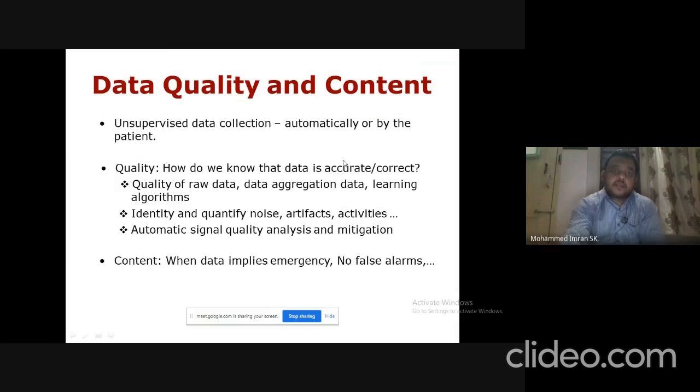So next one is data quality and content. As you know, it's an unsupervised data collection method, automatically or by the patient manually. So quality: how do we know the data is accurate or correct? Through quality of raw data, data aggregation, and learning algorithms, by making the devices learn the algorithms, then identifying and quantifying the noises, artifacts, and activities, and also by automatic signal quality analysis and mitigation. So we can know whether the data is correct or accurate or not. Then content: what data implies emergency, so that no false alarms will be there.